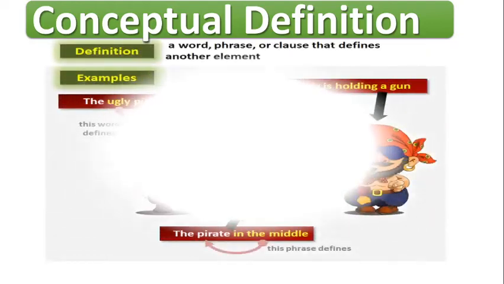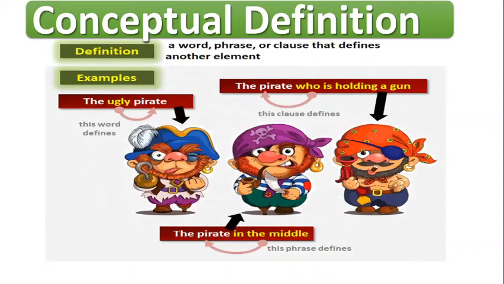Let's pay attention to this. We have three different pirates. I want to use three different modifiers to identify or describe them. The first one is the ugly pirate on the left side of the screen. Number one, the ugly pirate. One word describes the word pirate. What's that word? Ugly, correct. It's written in yellow. The word ugly describes the word pirate. In that context, you will understand that it is an adjective, but it is not an adjectival clause because it's just one word, not a verb.